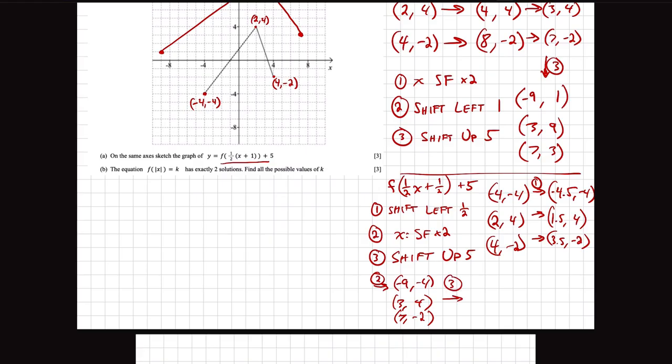And then the third one, we're going to shift up, and we'll end up with the same values that we have with the first approach. So that -4 becomes a 1, and the 4 becomes a 9.